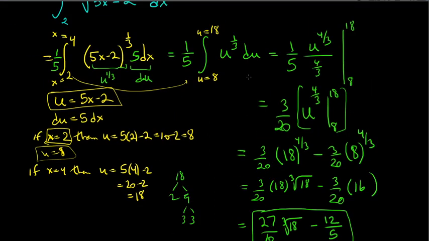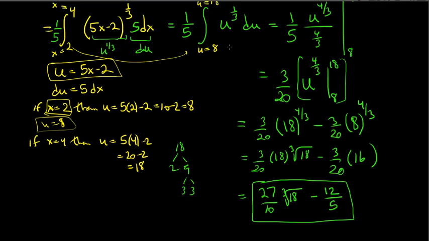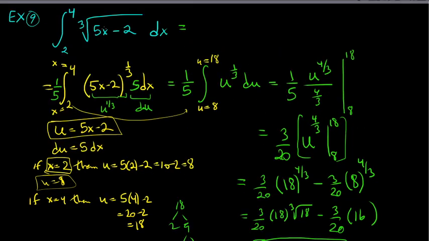Remember, this was a definite integral, so the answer is going to be a number here, right? And in this case, the number was, I forget, 27 over 10, or 2.7, right, times the cube root of 18, and then minus 2.4, right, 12 over 5. I'll leave it that way.